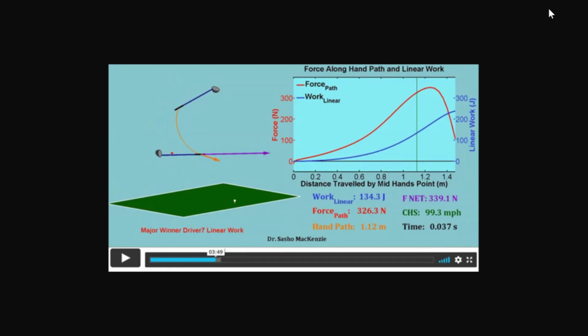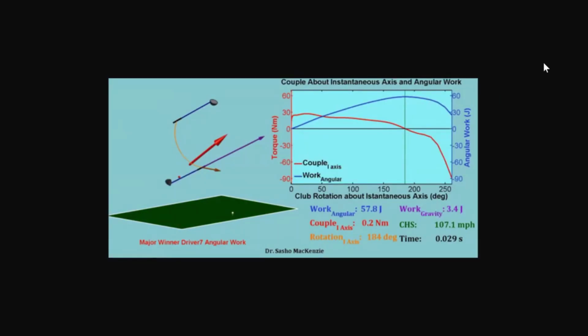Now, I'm going to go to the next graph. This graph here is what's called angular work. Now, how does a golfer perform angular work? According to Sasha McKenzie, angular work is performed by the hand couple. And I will demonstrate this in the video presentation.